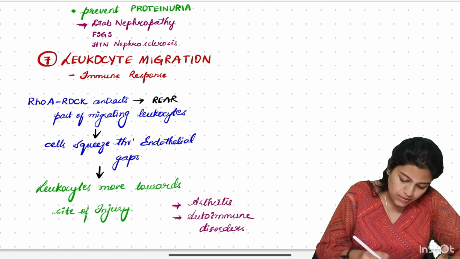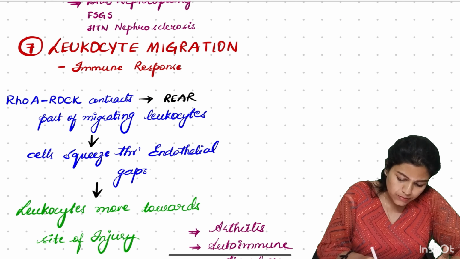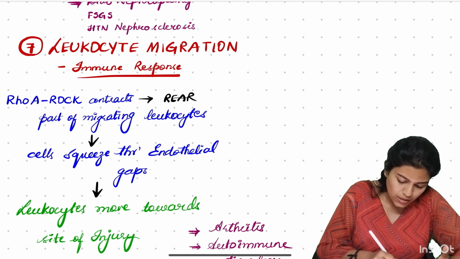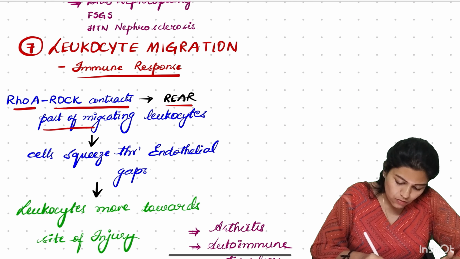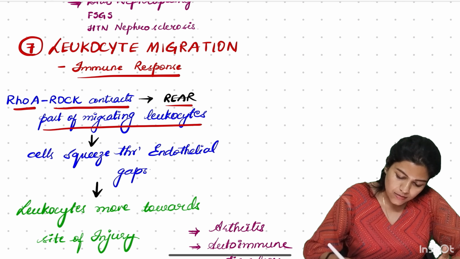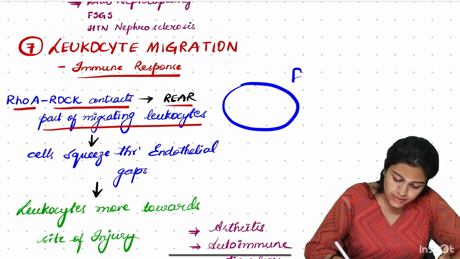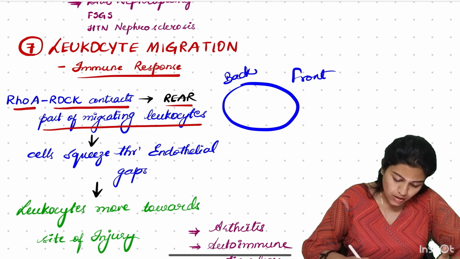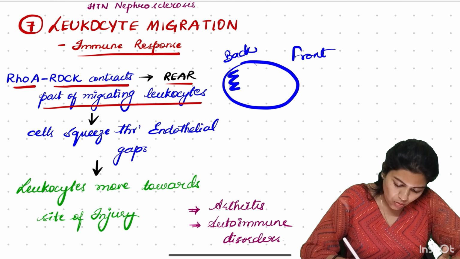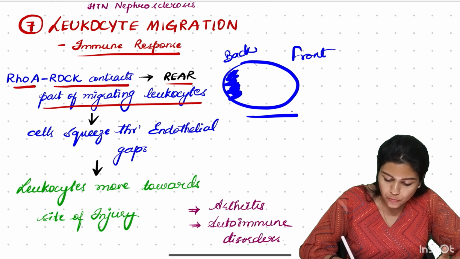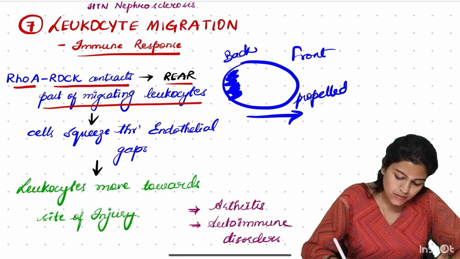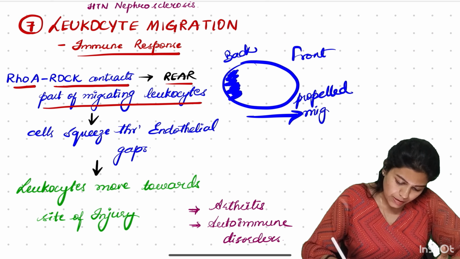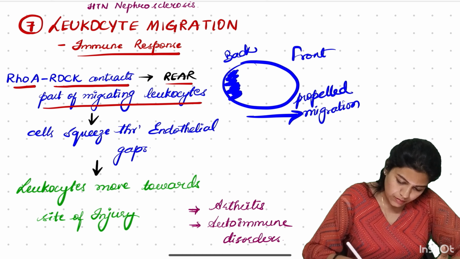Coming to leukocyte migration, that means it has a role in immune response. The RhoA and ROCK will contract the rear part of migrating leukocytes. Consider this as a cell. This is the front edge. This is the back edge, that is the rear edge. So this back edge will contract. That means the cell is propelled forwards, and that means it will help in migration.